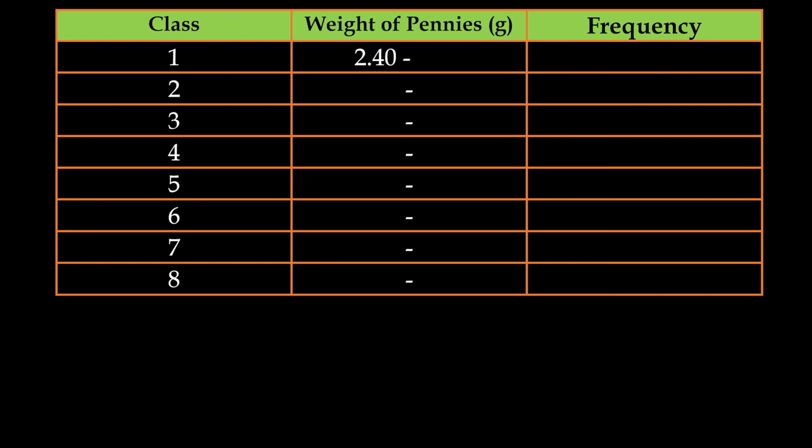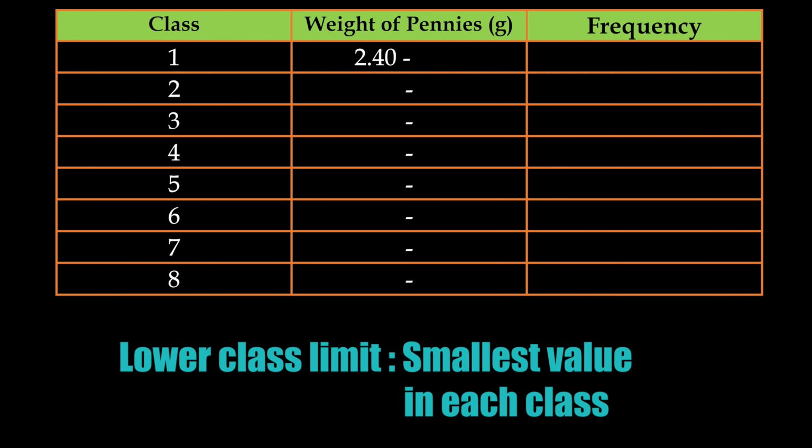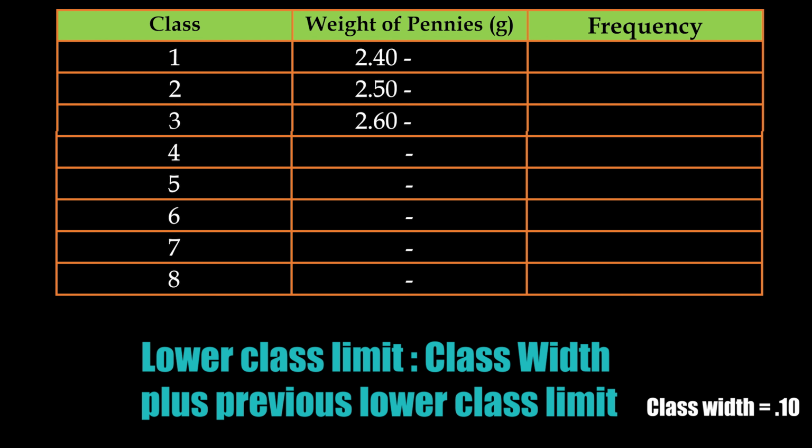Now we can start building our table. And the first thing you want to do is find the smallest number that belongs to each class. We call this the lower class limit. The lower class limits can be found by adding our class width to the starting point and to every lower class limit thereafter.